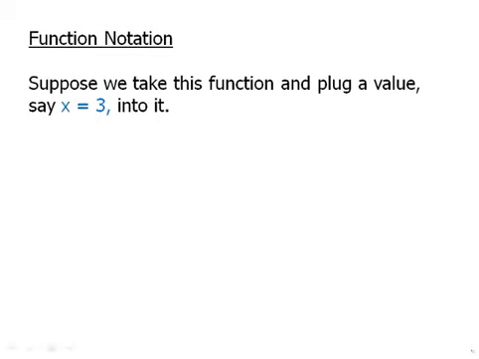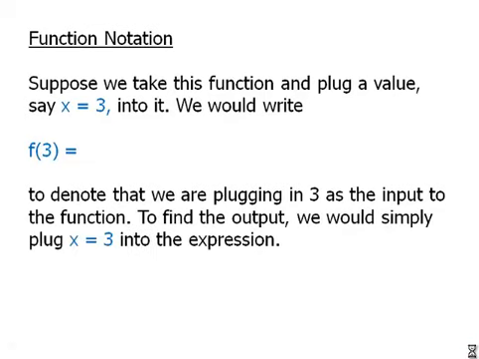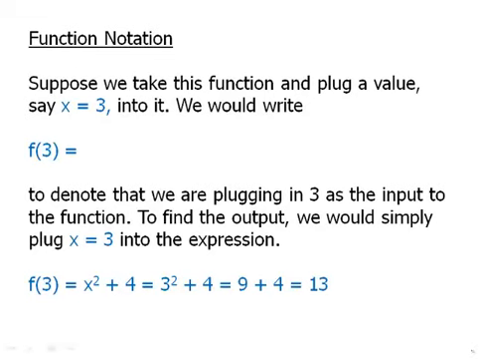Suppose we take this function and plug a value, say x equals 3, into it. We would write f of 3 to denote that we're plugging 3 as the input into the function. To find the output, we would simply plug x equals 3 into the expression. So f of 3 would equal 3 squared plus 4, 9 plus 4, which is 13. So the input of 3 has an output of 13.